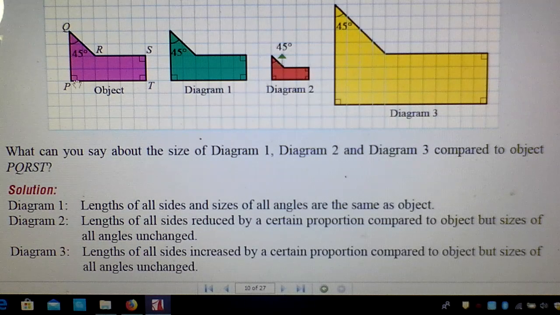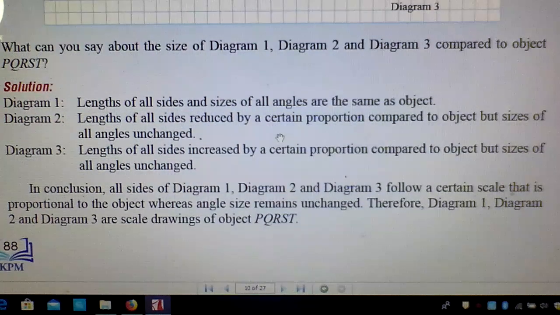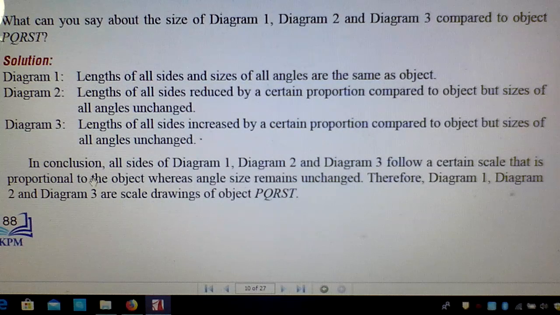Meaning all the sides are proportional to each other, and it becomes double. The size becomes double. Okay. So what can we say about all the diagrams? We can say all sides of diagram 1, 2 and 3 follow a certain scale that is proportional to the object, whereas angle size remains unchanged. Therefore, diagram 1, diagram 2 and diagram 3 are scale drawings of object PQRST.